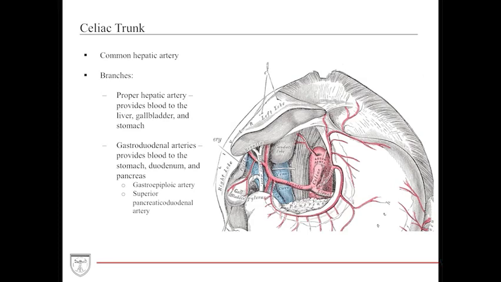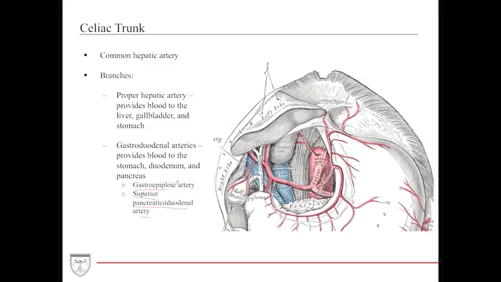On the right side of the celiac trunk is the common hepatic artery, which is a very important branch that provides all of the blood to the liver, the gallbladder, and a portion of the duodenum. It provides blood via the gastroduodenal arteries to the stomach, duodenum, and pancreas, and then also further would bifurcate and split into what's called the gastroepiploic and the superior pancreaticoduodenal artery.